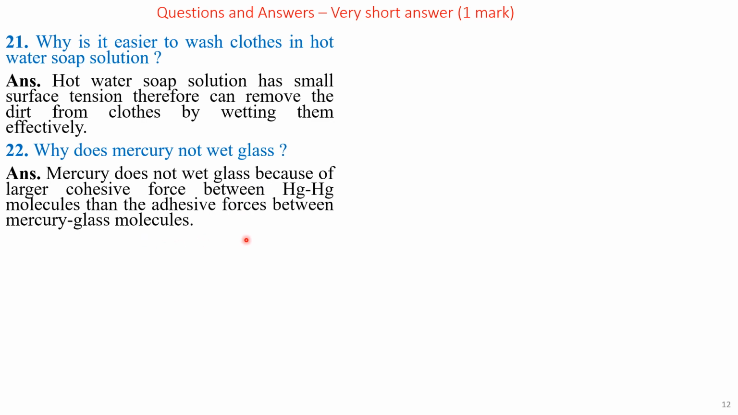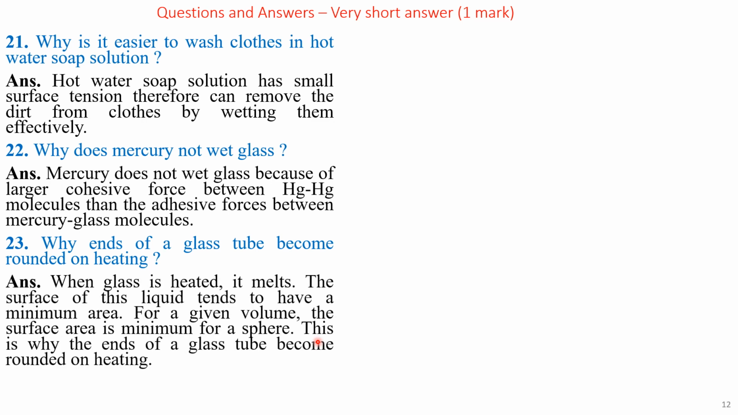Why do ends of a glass tube become rounded on heating? When the glass is heated, it melts. The surface of this liquid tends to have a minimum area. For a given volume, the surface area is minimum for a sphere. This is why the ends of the glass tube become rounded on heating. Next question. What makes raincoats waterproof? Angle of contact between rainwater and material of the raincoat is obtuse, so the rainwater does not wet the raincoat.